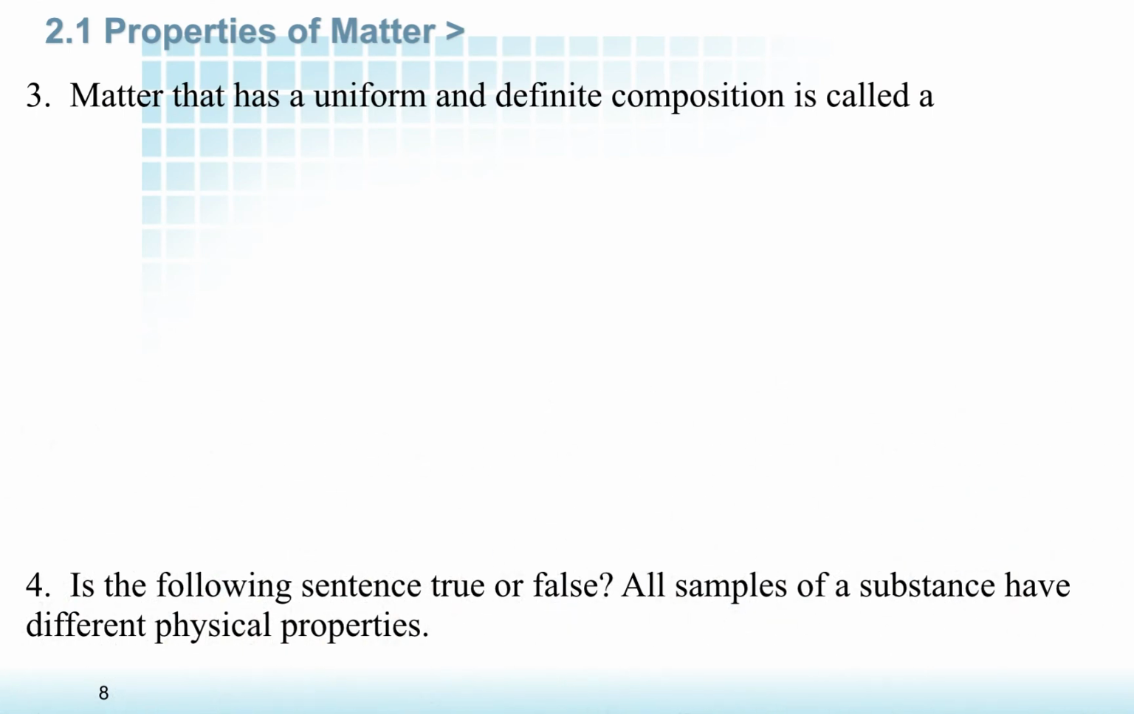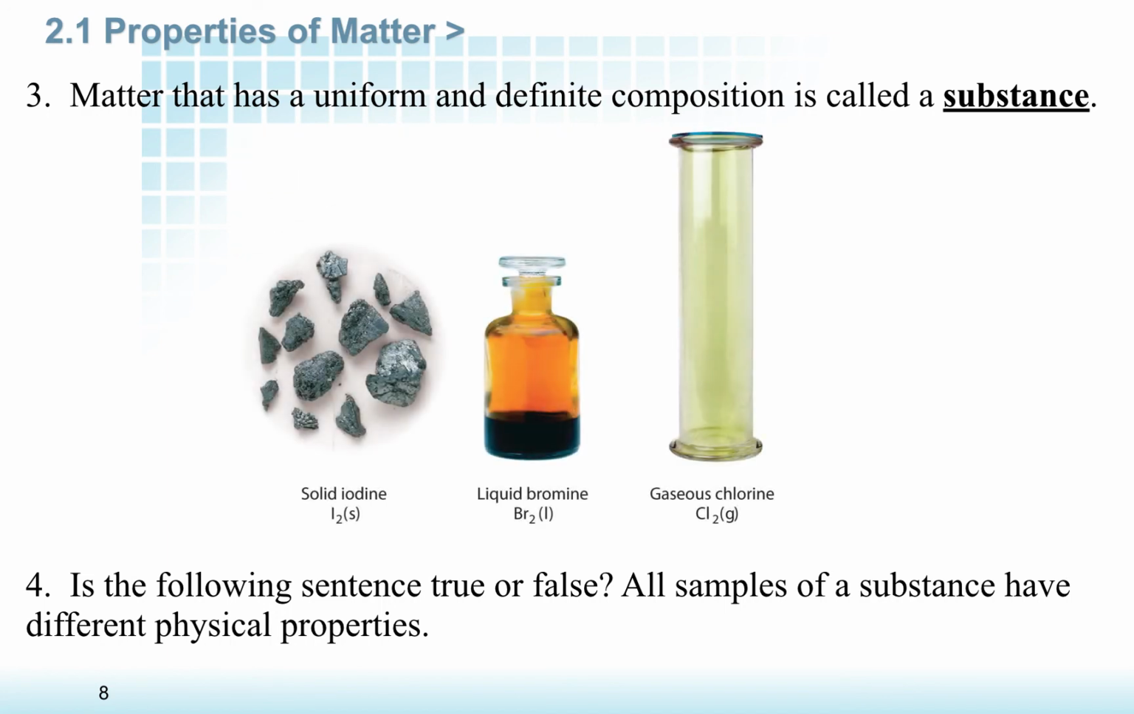Matter that has uniform and definite composition we call a substance. Now I'm going to show you a few of them. The first one are the elements iodine, bromine, and chlorine. I can tell that they're a substance because I can write their formula.